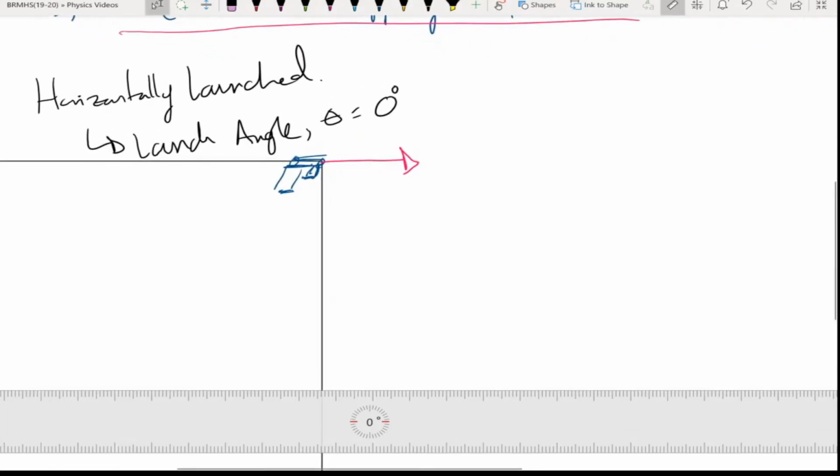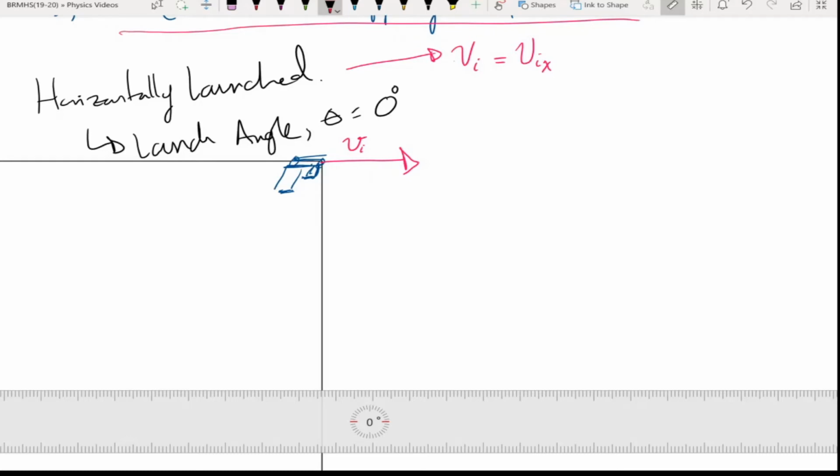Now you've got to ask yourself, if it's at 0 degrees, is this in the x direction, the y direction, or a little bit of both? Is it a diagonal? Well, it's in the x direction entirely. It's parallel to the x-axis. So this velocity here, let's call it initial velocity. That's going to be the speed with which the Nerf dart leaves the Nerf gun. And so in our case for the horizontally launched projectile, the initial velocity is the initial velocity in the x direction.